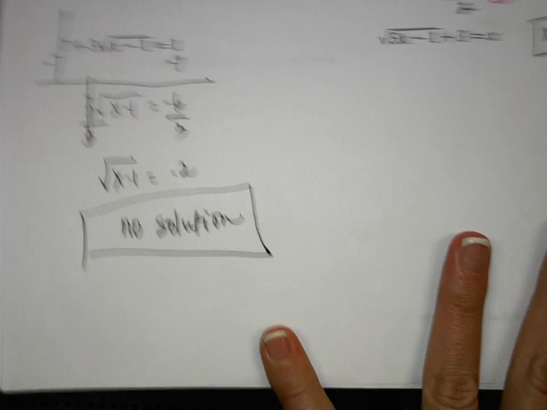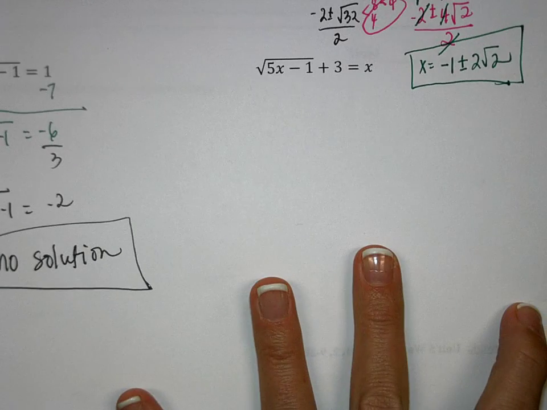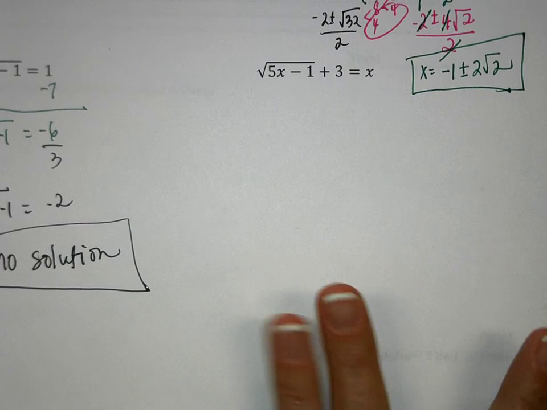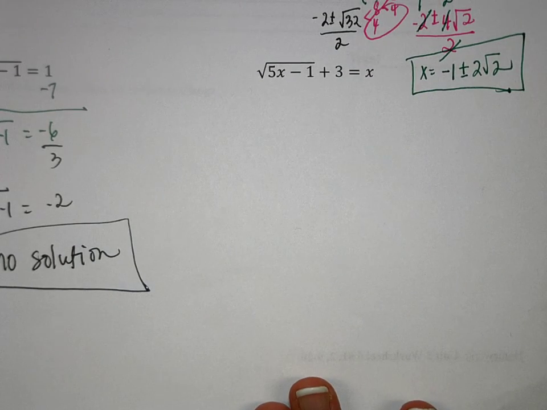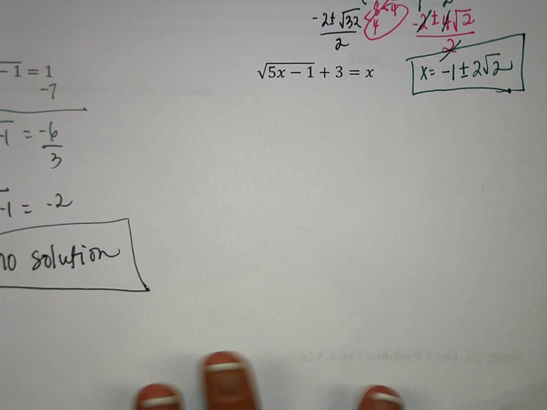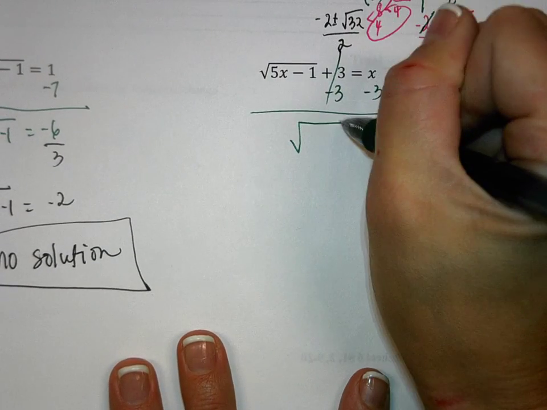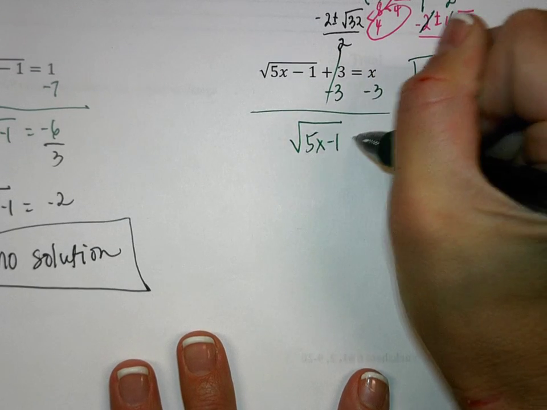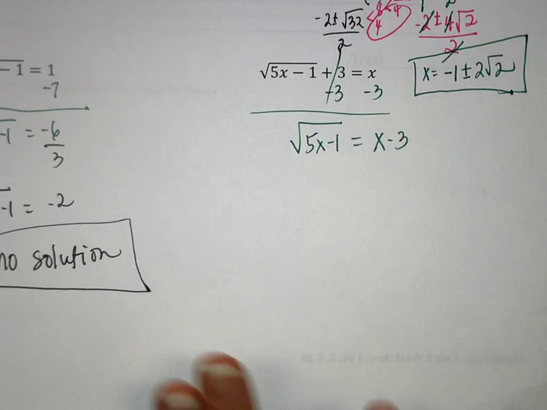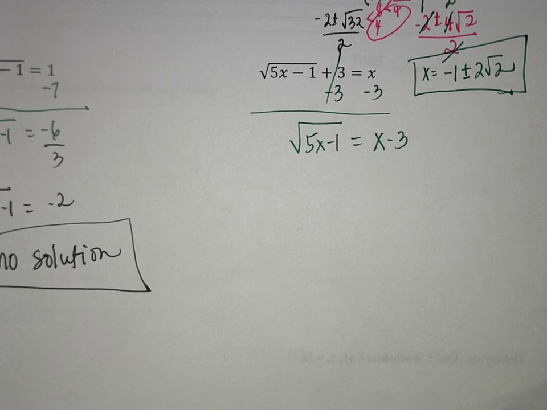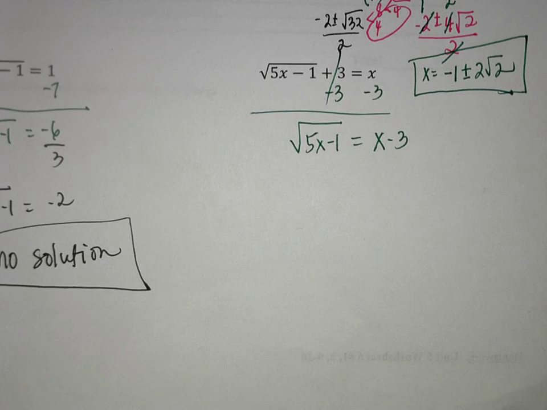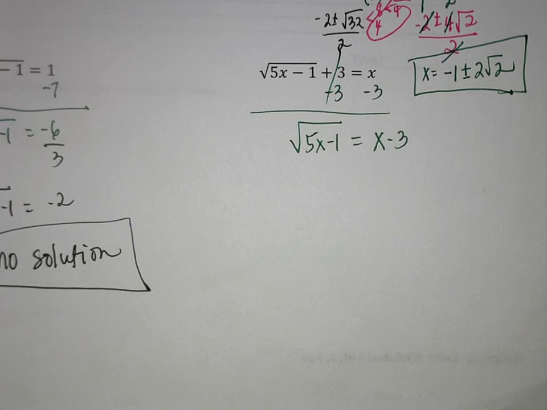Okay. Is the root by itself on this next one? No. What would I do to get this root by itself? Very good. So we're going to subtract 3 from both sides. I get the square root of 5x minus 1 equals x minus 3. What will I do now? Good. So we square both sides.